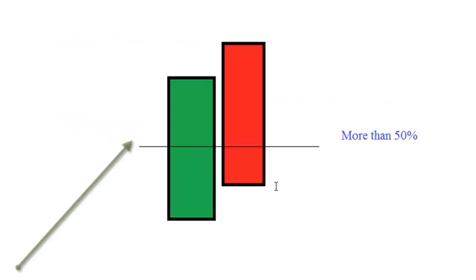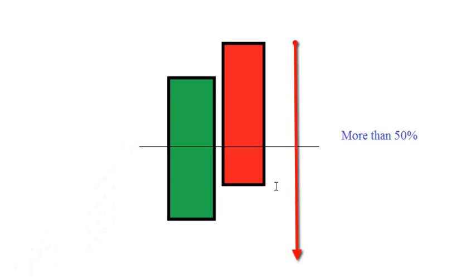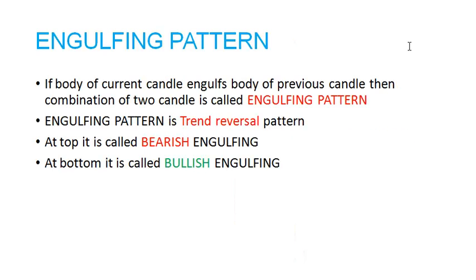let's say this is a dark cloud cover, and in the dark cloud cover this is a green candle, and then the red candle starts here and it closes between 50 and 90%. But for an engulfing candle, this red candle has to completely cover the green candle. So this red candle completely comes down and closes more than 100%, and that particular candle is called an engulfing candle. So an engulfing candle is a candle where the body of the current candle engulfs the body of the previous candle. Then that two-candle combination is called an engulfing pattern.